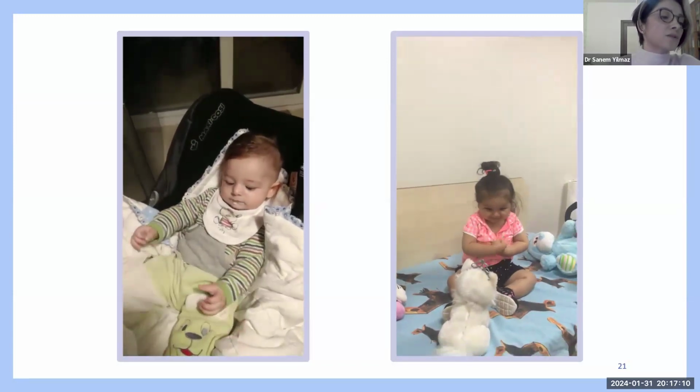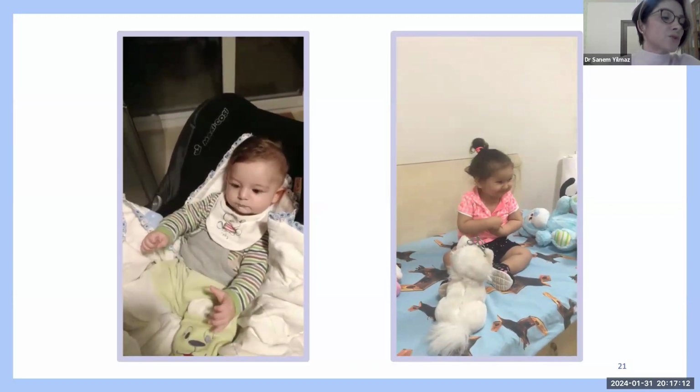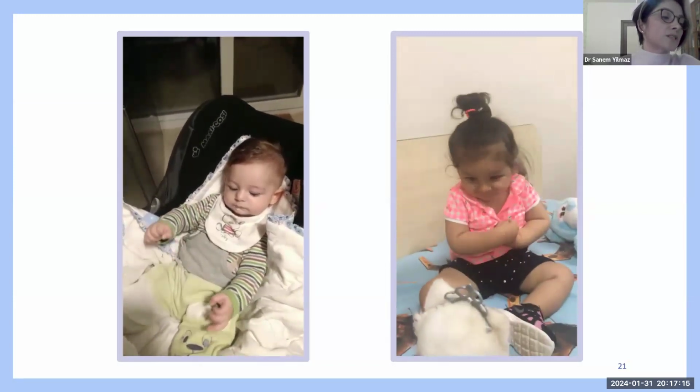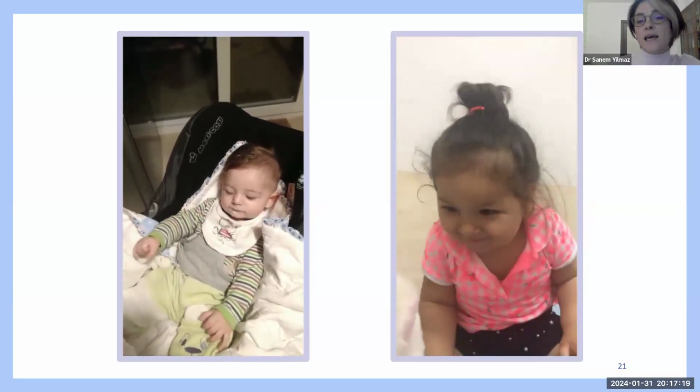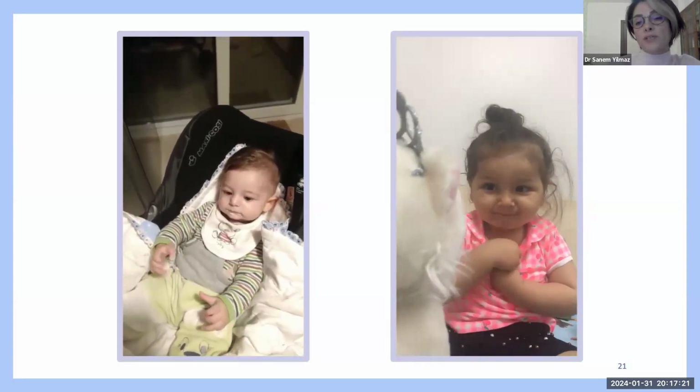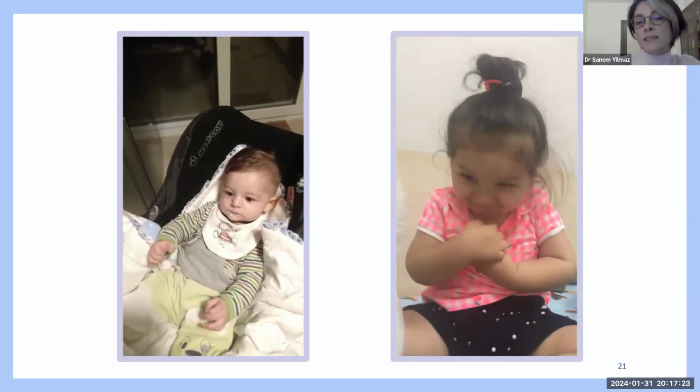But the second video depicts a girl with Rett syndrome due to MECP2 mutations exhibiting developmental arrest, microcephaly, and hand stereotypies, which is seen in girls.